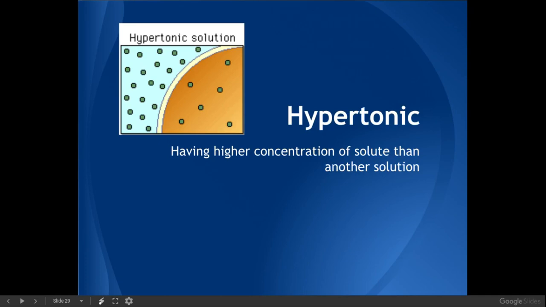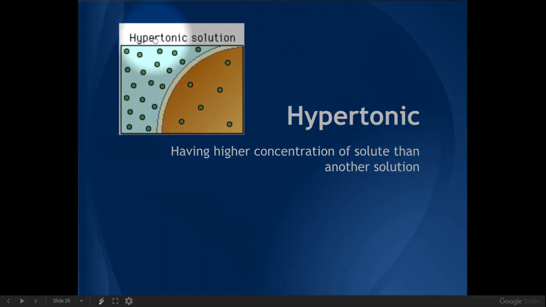And so in a hypertonic solution, you have more solutes outside, but those more solutes actually leave less volume for water or the solvent. So in a hypertonic solution, there are more solutes out here, but less solvent in concentration compared to the inside of the cell.